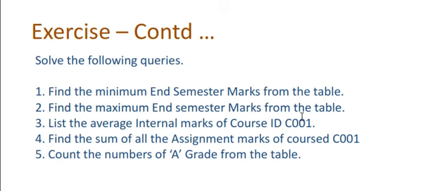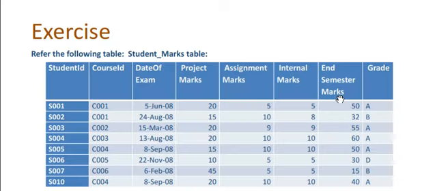The first query is to find the minimum end semester marks from the table. Minimum value from which column? End semester marks. Out of these values, you need to pick up the minimum value. The minimum value is 15, so your output will be 15. Only 15 will be retrieved. And if I want to retrieve the maximum value, your output will be 60, which is the maximum out of these values.